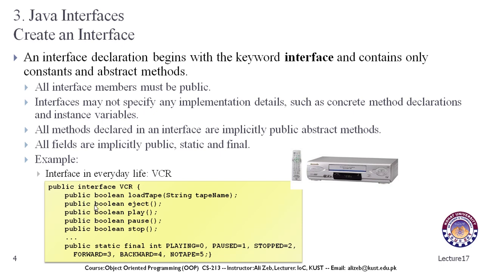Public boolean play, public boolean pause, public boolean stop. So we only have the declarations of these methods, and the implementations of these methods will be provided in the classes that will implement these methods. Similarly, the fields in an interface are static, final. These are implicitly public, static, and final, as we can see here.